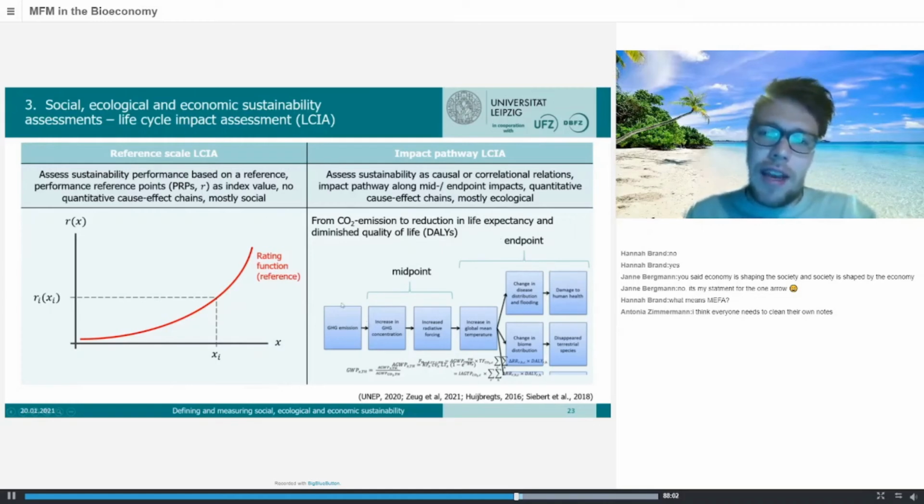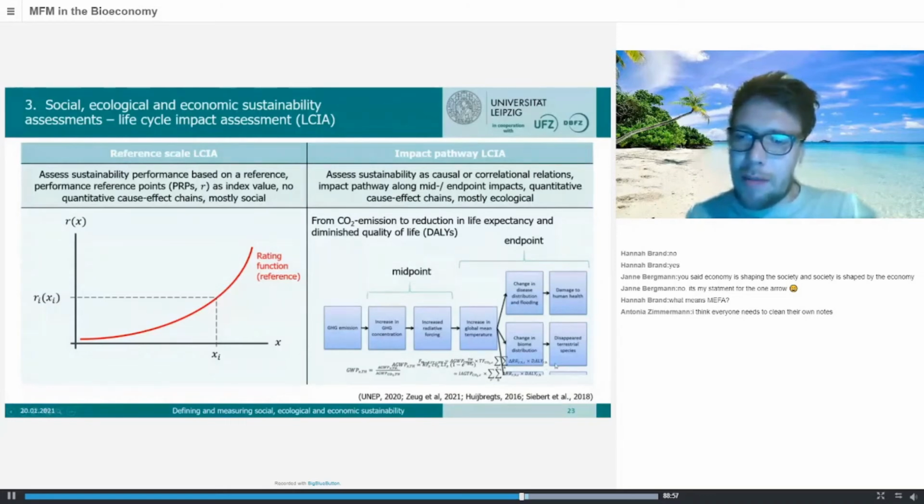And here you can see how impact pathways are conceptualized. So you have global greenhouse gas emissions. You have, of course, the increase of those emissions. This increase of global greenhouse emissions leads to increased radiative forcing. That means we have more radiation. And this increase in radiation, or in the reflection of radiation, increases the global mean temperature. And the increase of global mean temperature, for example, changes diseases or flooding. And of course, this damages our human health. Or, for example, they also damage terrestrial species. So they are not only damaging humans, but they are also damaging animals or plants.